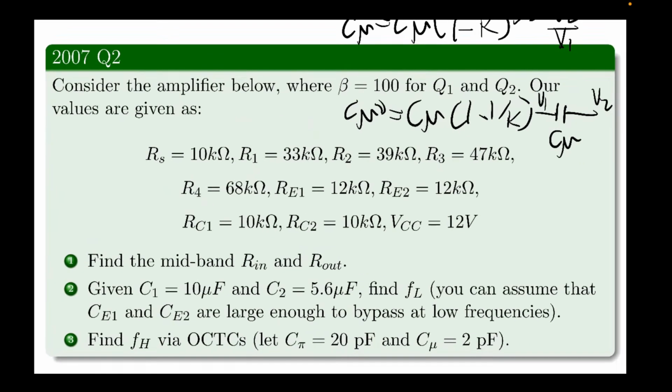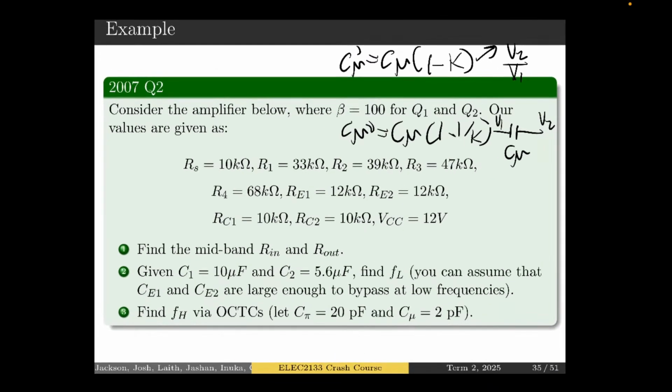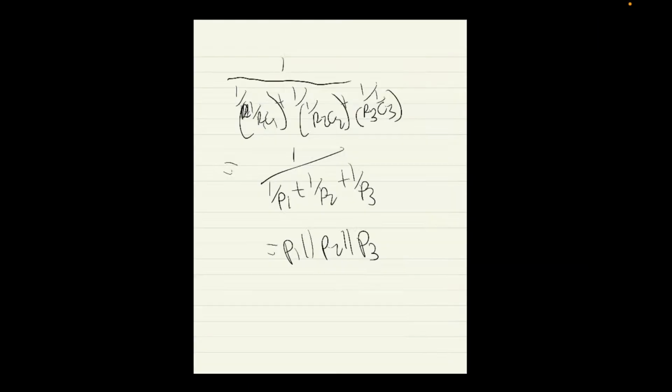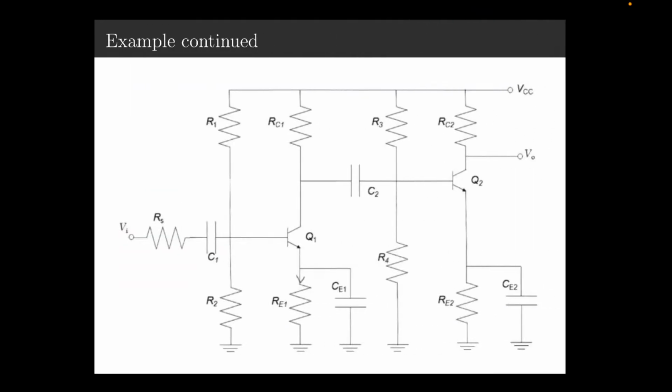The question asks you to find the mid-band gain, R in and R out. Then, given some values for C1 and C2, you have to approximate FL. And we assume that CE1 and CE2 are very large. So what does that mean? CE1 is this capacitor here and this one there. We assume these to be very large.